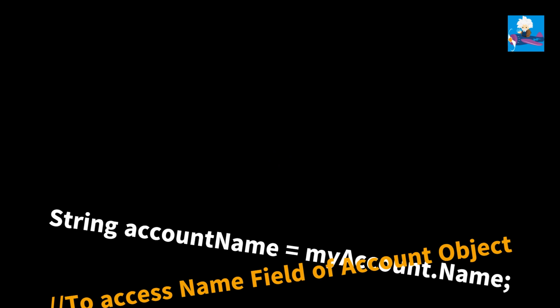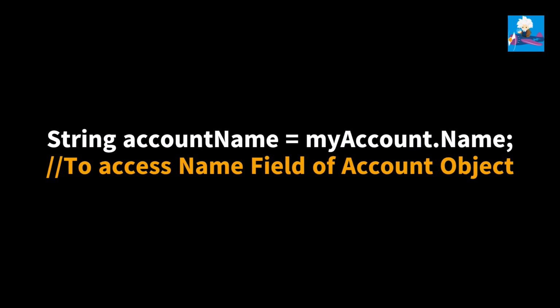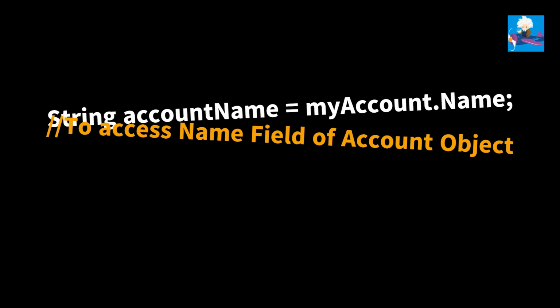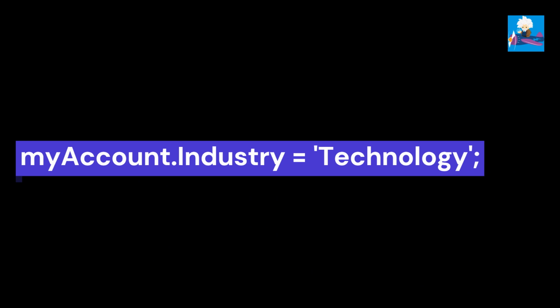You can access the fields of an object using the dot notation. For example, to access the name field of the myAccount object, you would use the following code. You can also use the dot notation to set the value of an object field. For example, to set the industry field of the myAccount object to technology, you would use the following code.